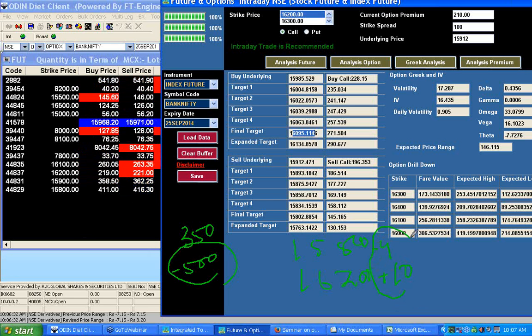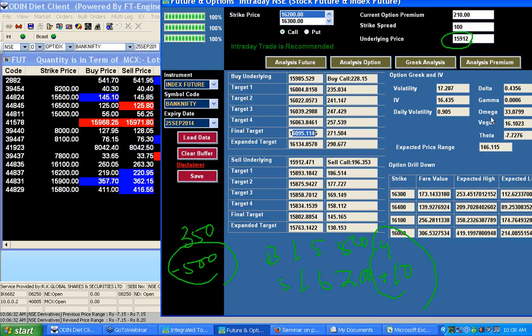So to gain this 14 points, we may think of buying this one and selling this one, but our analysis at the stop loss point 15,912, where we will exit this trade, says that one lot can give us a loss of 500 rupees, whereas on the buying side, if any of target 2, target 3, target 4 is achieved, then we may get only 350 rupees as a profit. So this is not a good risk reward ratio.